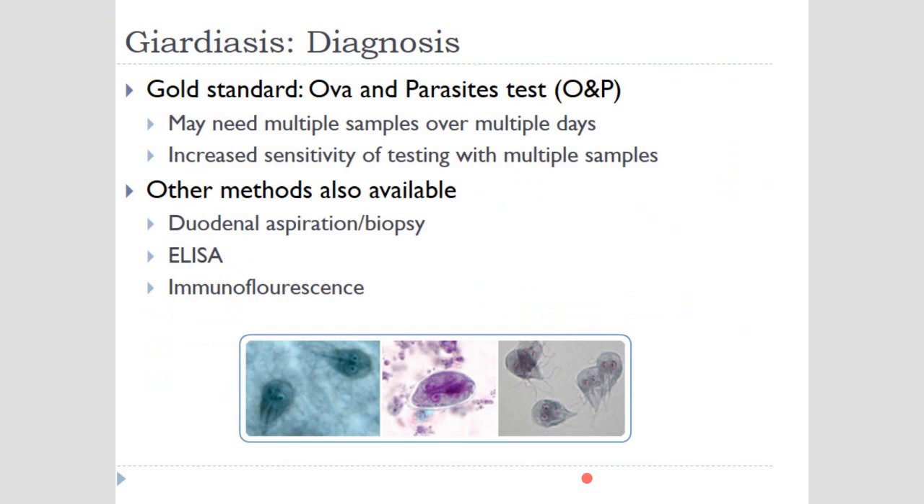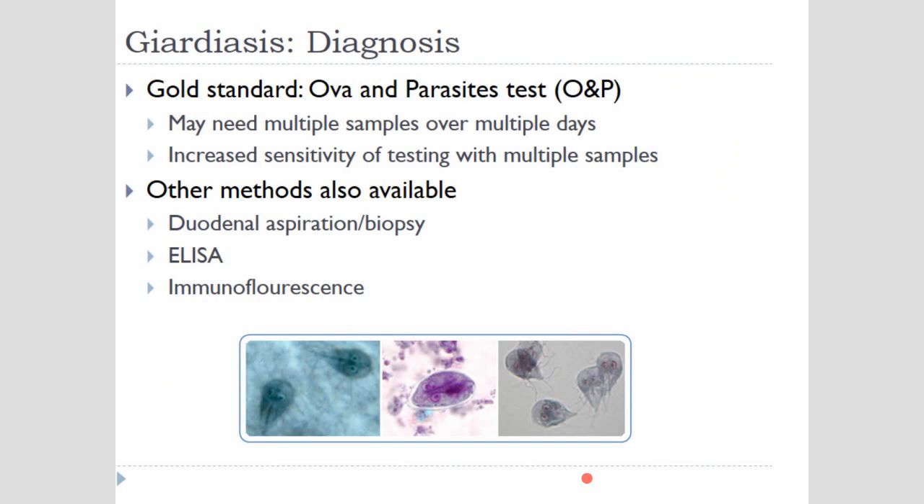How do you diagnose? The gold standard, as I just told you, you're looking for ova and parasites. They call it O and P. So if you see any stool tests saying O and P, they mean ova and parasite. And you can miss the ova and parasite because they are lining, so you want to take multiple samples and look over and over again. But there are other methods also available, which is duodenal aspiration, biopsy, so you can do that.